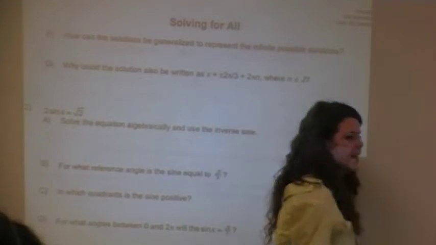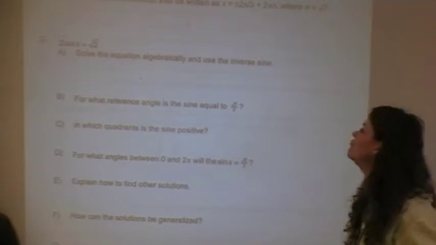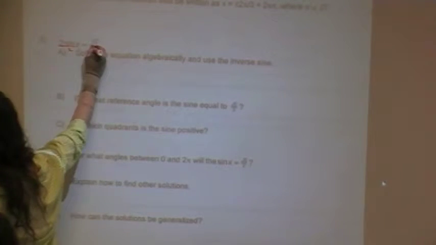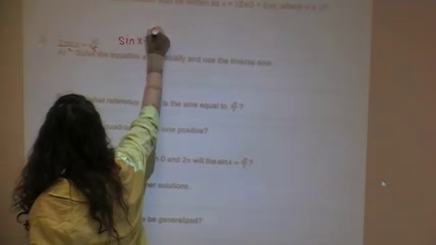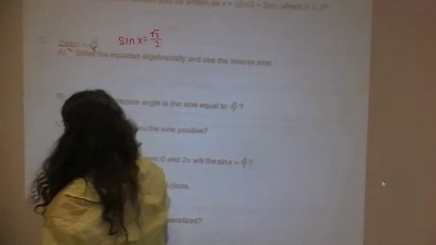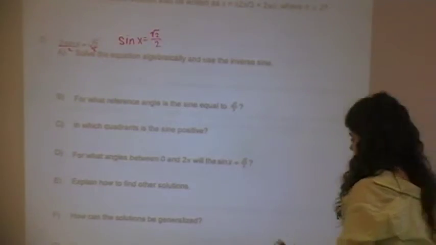Remember, the whole goal here is to get x by itself. So what should I do first? Divide by 2. And then we do need to get rid of sine, so we will inverse or arcsine. And if we arcsine the left, we have to arcsine the right.